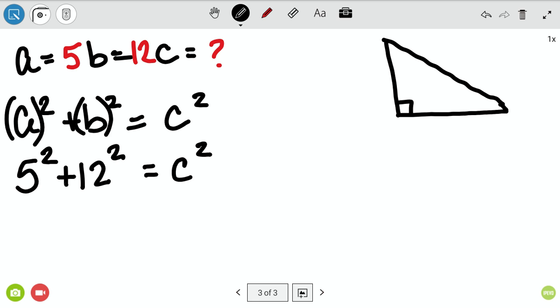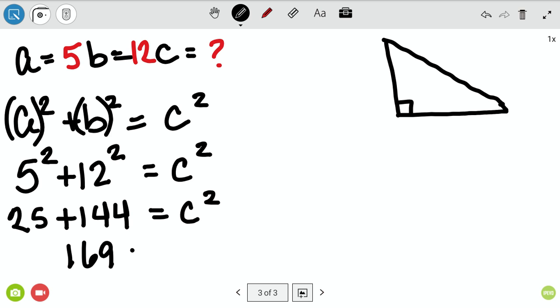PEMDAS says we do powers first. So I square 5 and I get 25. And I square 12 and I get 144. And I'm just going to leave C squared alone right now because I don't know what C is. Now I need to add 25 plus 144, and I get 169 equals C squared.